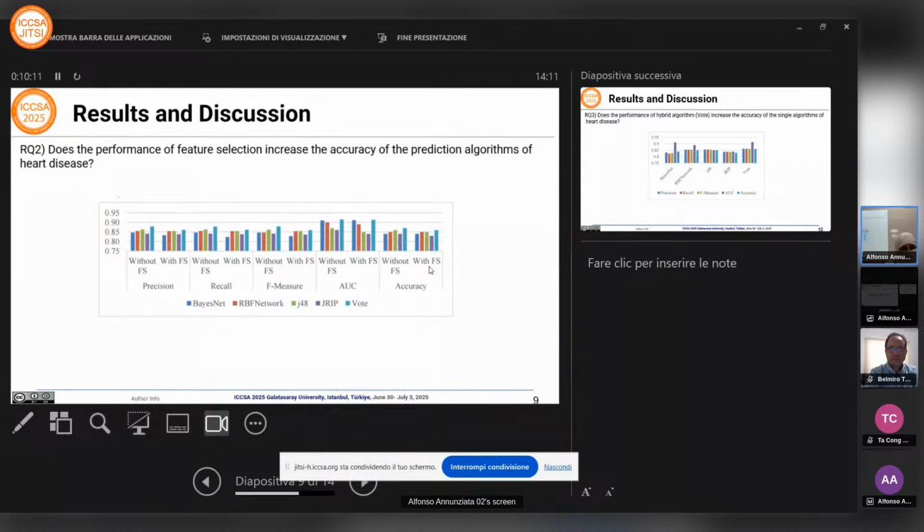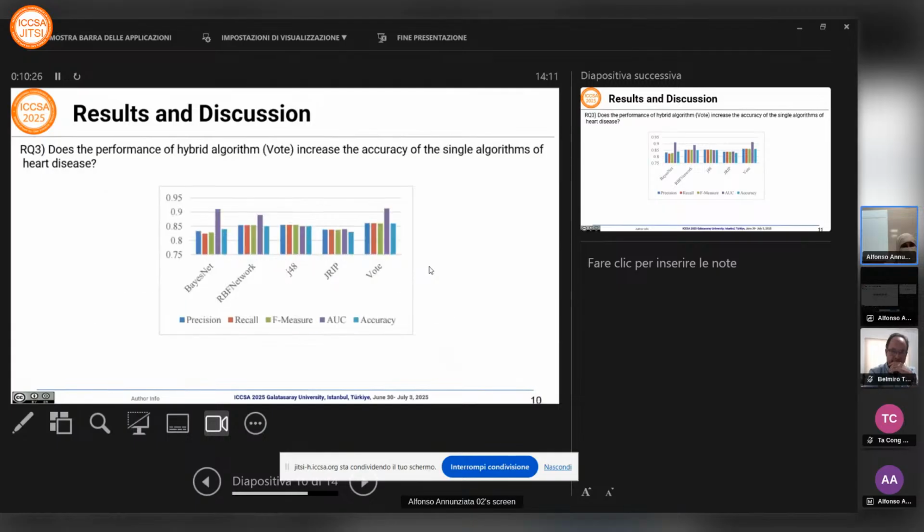As we see when we compare the prediction models before and after removing features, we didn't see much improvement. And the third question, does the performance of the hybrid algorithm increase the accuracy of a single algorithm for heart disease?